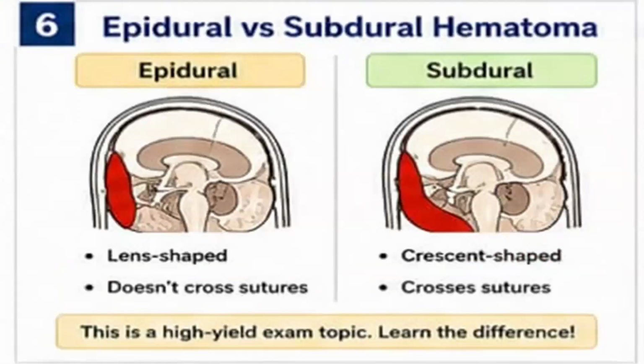Let us compare epidural and subdural hematoma, the most commonly tested extra-axial hemorrhages. An epidural hematoma is lens-shaped or biconvex and usually does not cross suture lines. In contrast, a subdural hematoma is crescent-shaped and can cross the sutures. Remember this distinction because it is frequently asked in examinations and encountered in trauma cases.